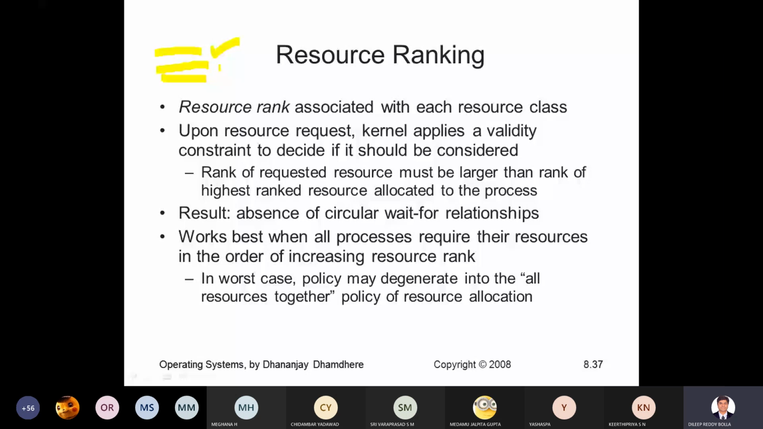Whether you are going to consider this or not is up to you. Similarly, in this manner, the kernel is going to validate this, and it will decide whether it can consider it or not. Now in this process, the rank of the requested resource must be larger than the rank of the highest ranked resource. Now let us check this condition.